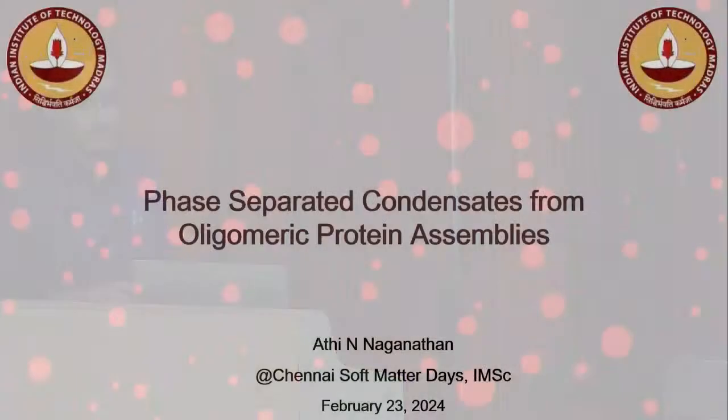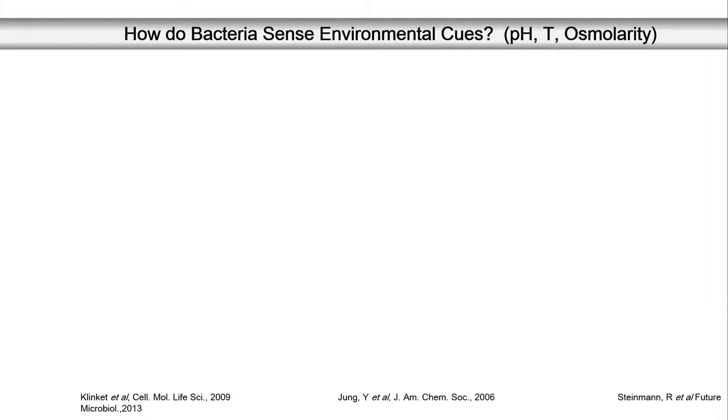It's the first time I'm speaking here at IMSC, and I thought I would structure the talk in a way that the audience here can understand. So I thought I would include something on phase separation and oligomerization and how these could be linked. Before getting into that, I would like to pose a general question, which is something we are very interested in in the lab: how do bacteria sense environmental cues?